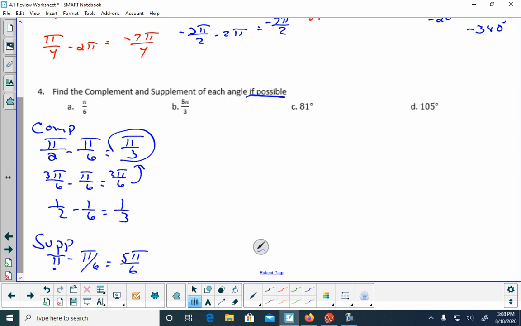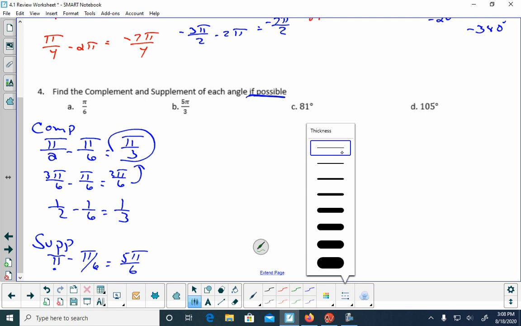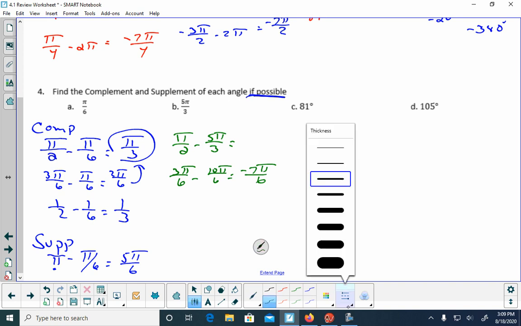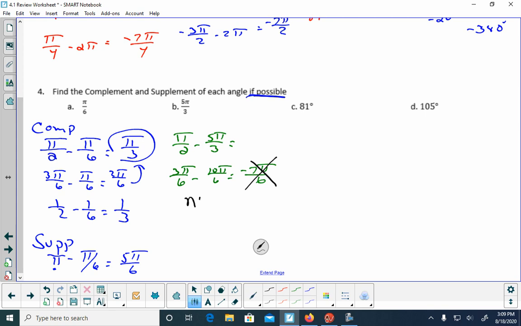Okay, starting part B, I now have 5 pi over 3. So when I try and take pi over 2 minus 5 pi over 3, I end up with a negative. Oh, what do I end up with? It ends up being negative, okay, 3 pi over 6 minus 10 pi over 6. Yeah, so I end up with negative 7 pi over 6, and that's negative, which means that does not work. And so it doesn't work, so that means there's no complement.